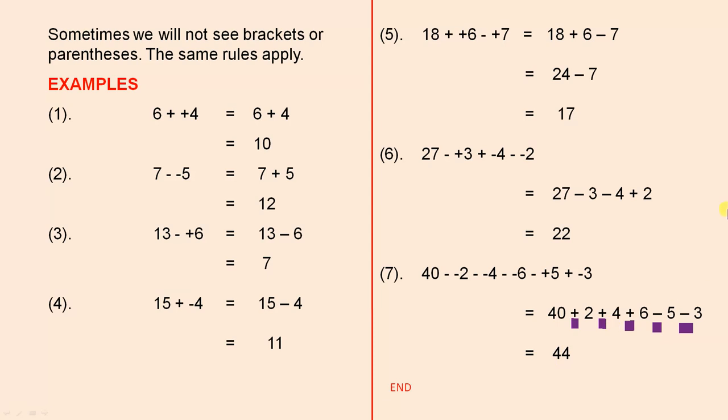So this video has presented some interesting examples to do with addition and subtraction with numbers. And when we have the two signs next to each other, we've seen what happens. If the two signs are like, they are replaced by a plus sign. And if the two signs are unlike, they are replaced by a minus sign.